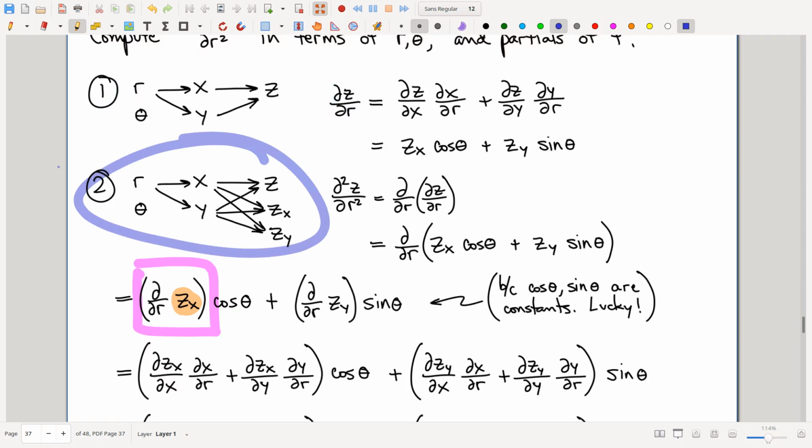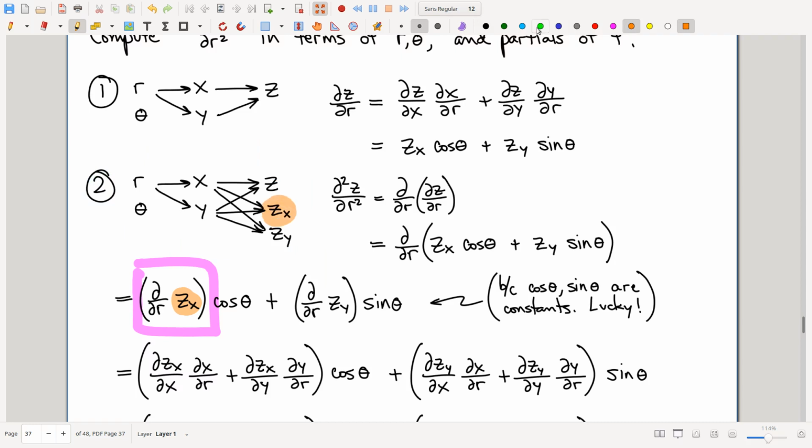Okay. And now, making sense out of what we're looking at here. Again, we're still trying to make sense out of what is the partial of zx with respect to r. And no problem. Zx, here it is. It's right there on my diagram. You want to take the partial with respect to r? Okay, cool. There's r on the diagram.